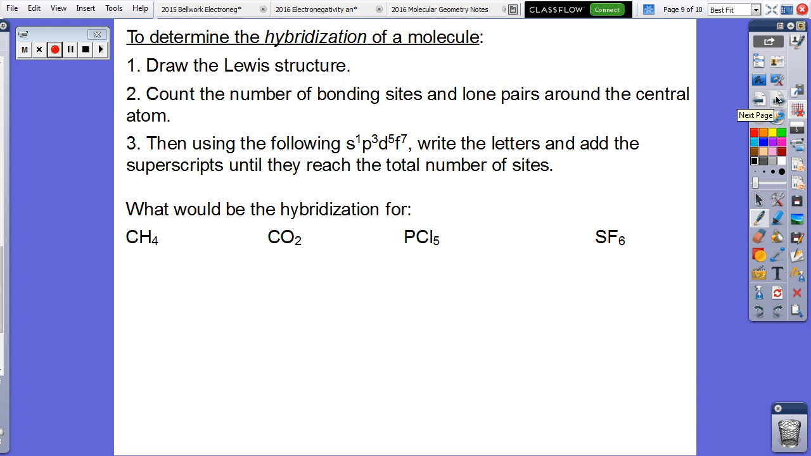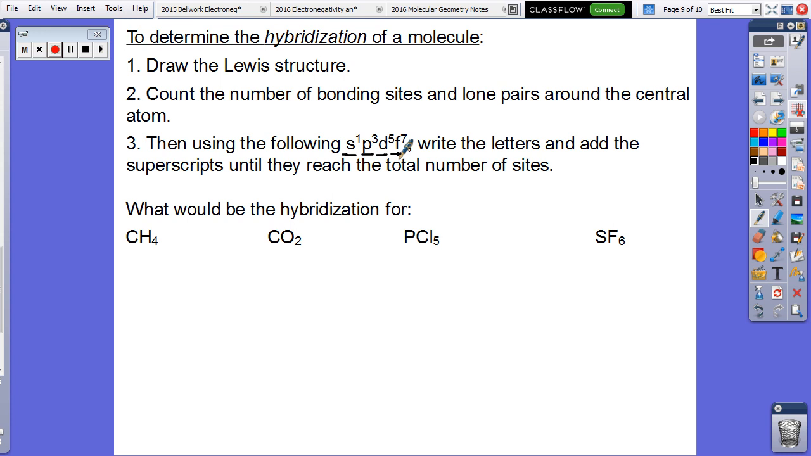Now, to figure out hybridization, again, you have to be able to draw the Lewis structure. Like I told you, Lewis structures are really important, and it is really easy to figure out the hybridization once you know how to do it. So you're first going to draw your Lewis structure. You're going to count the number of bonding sites and lone pairs around the central atom, just like we did when we were figuring out the shape of our molecules. And then we're going to use this sequence, S1, P3, D5, F7, to write the name of our hybridized orbitals.